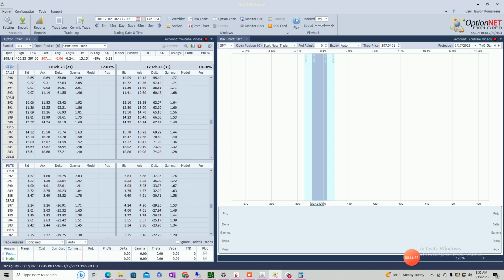It has a pretty good directional bent to it. But there's so many ways to play options trades, just depending on what you're trying to do.